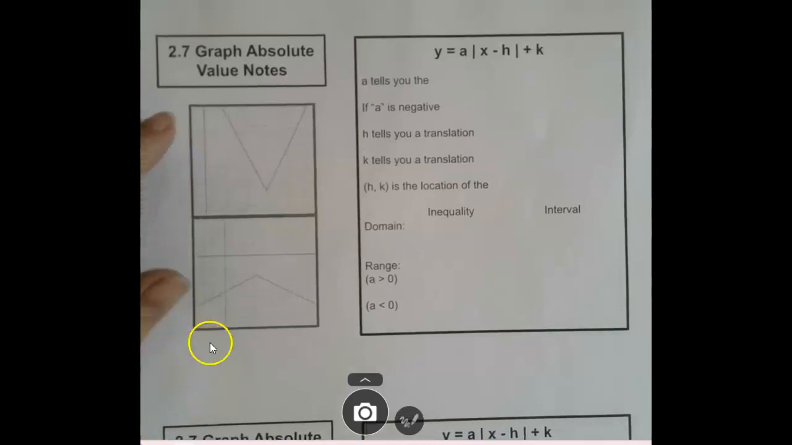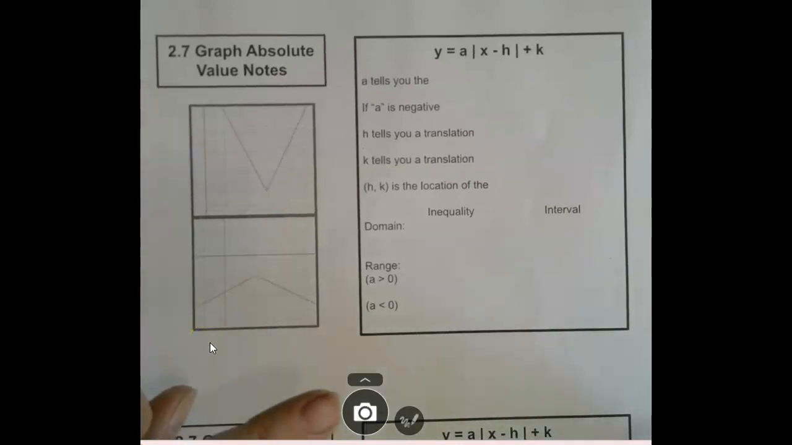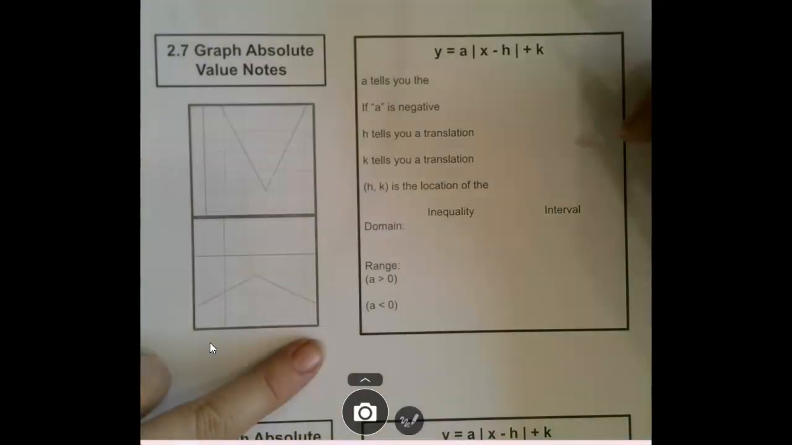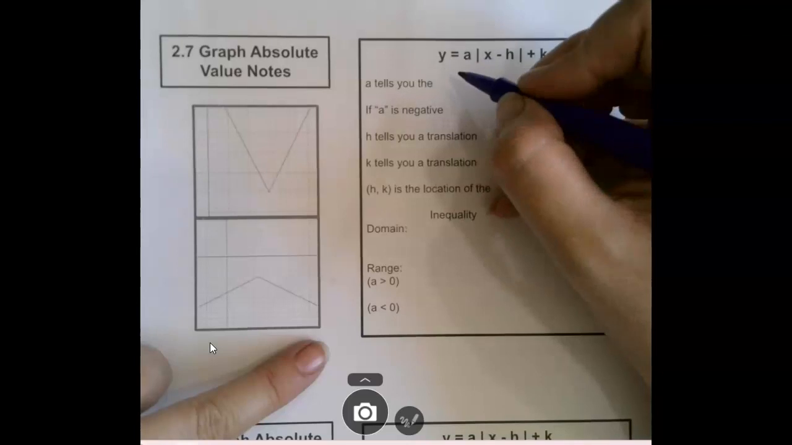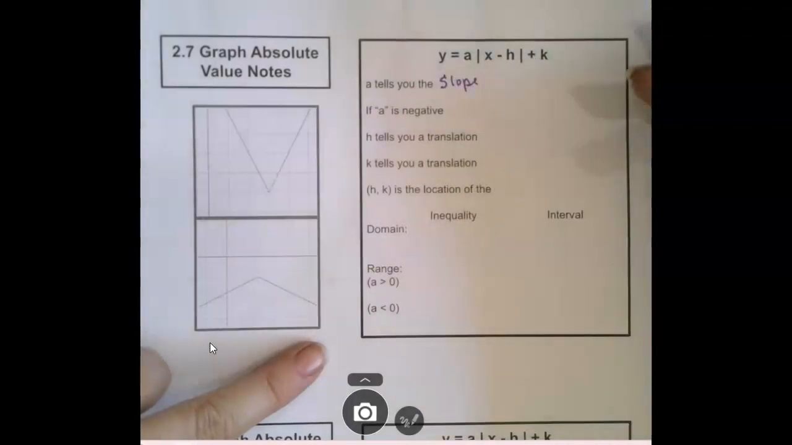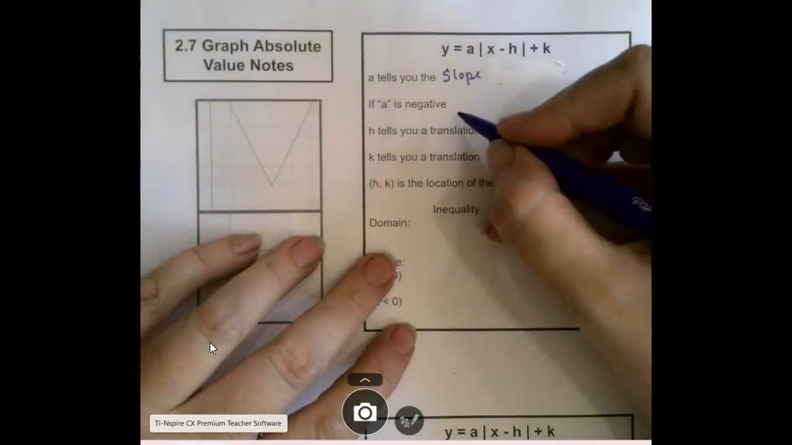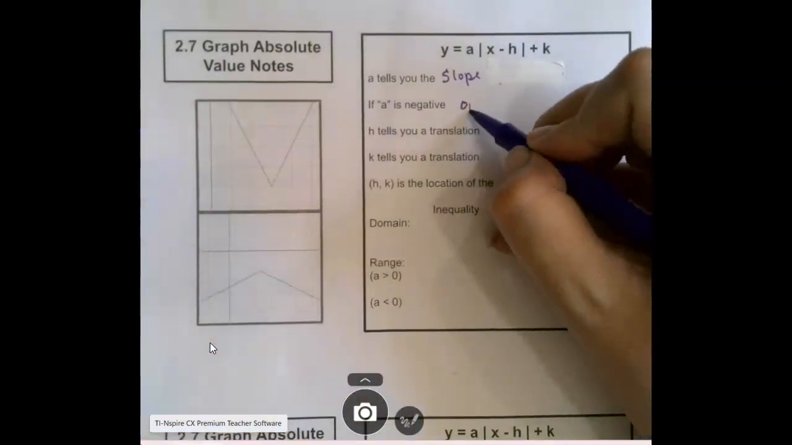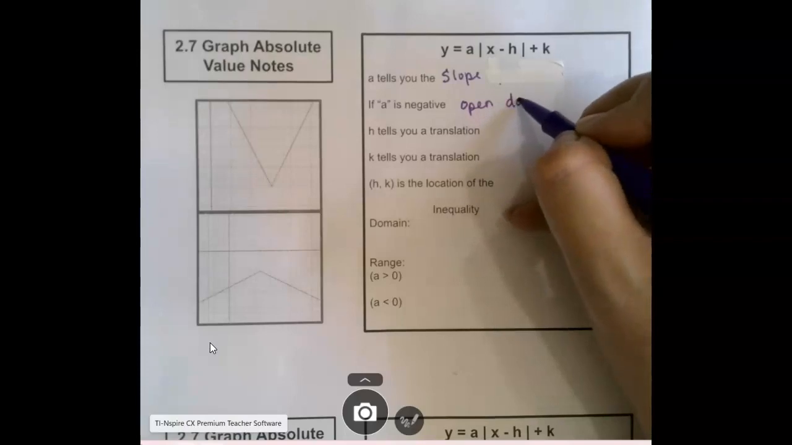Okay, you should have completed the Desmos activity first before you look at this, so you should already have an idea what each one of these does. A tells you the slope. If A is negative, it's going to open down.